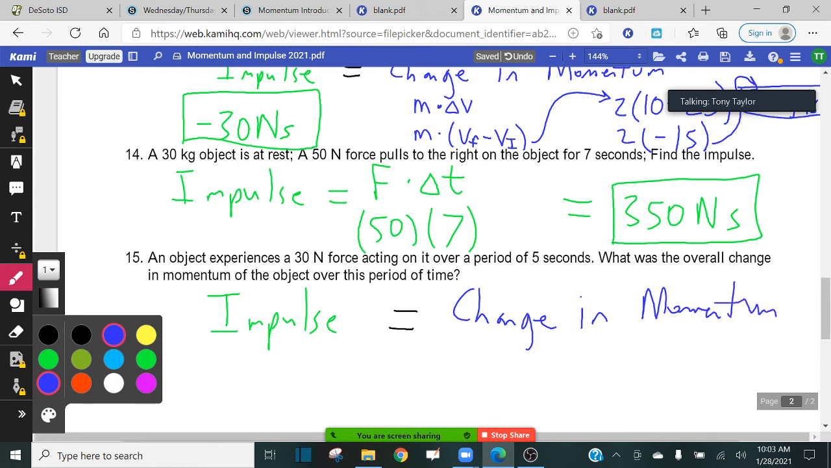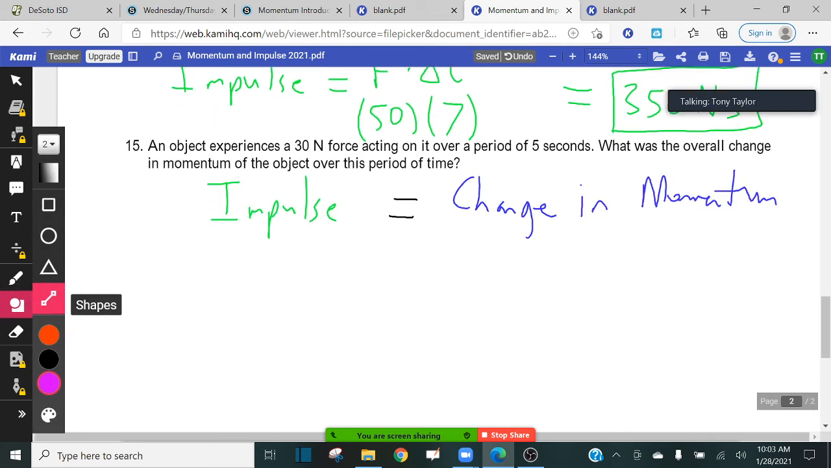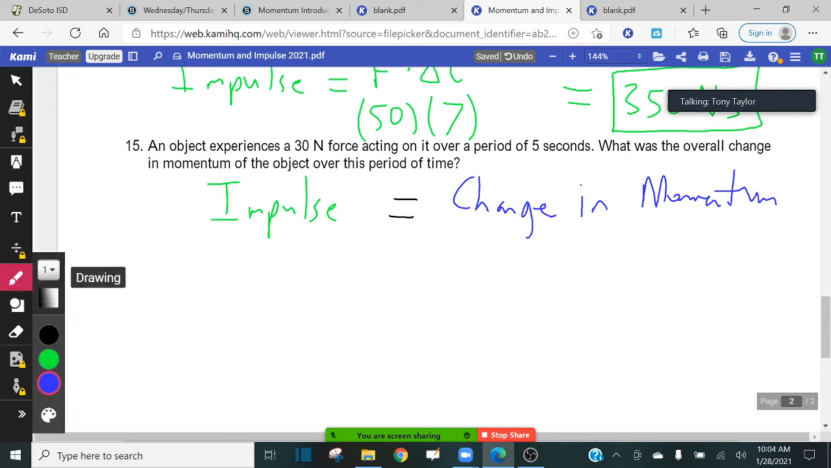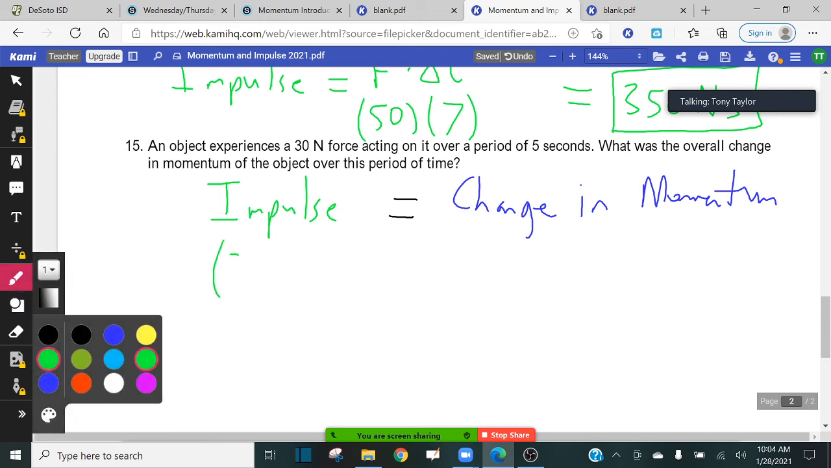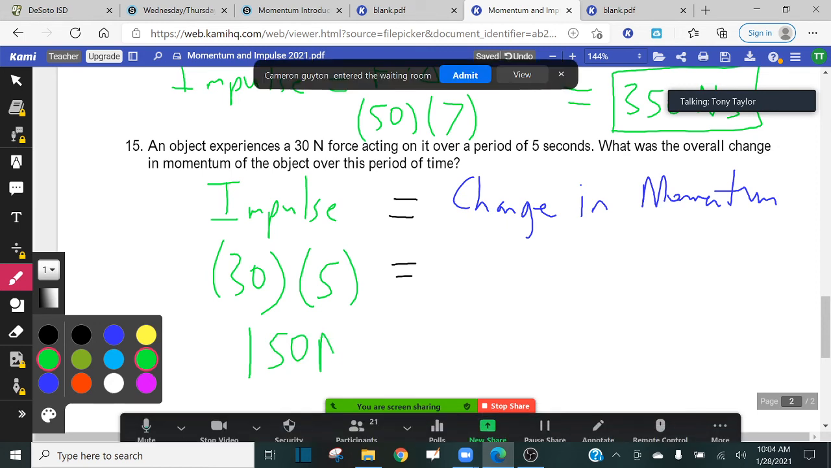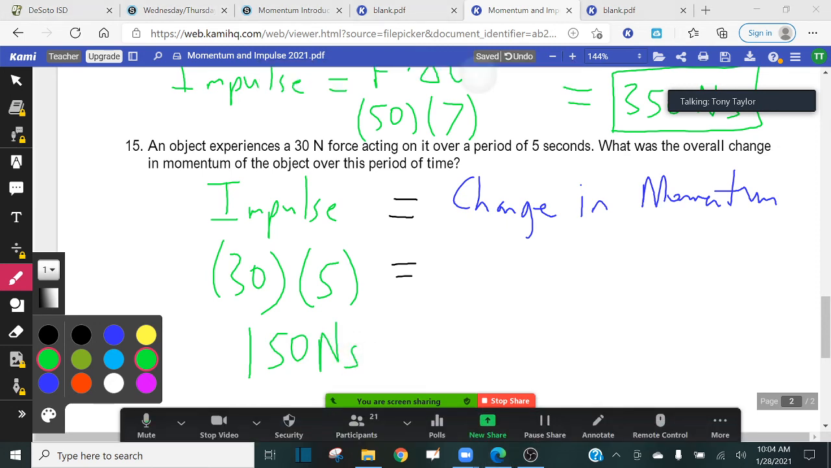Okay? So, if the impulse is force times time, right? So, it's force, which is 30 newtons, times time, which is 5 seconds. Okay. So 30 times 5, that is 150 Newton seconds. Okay.